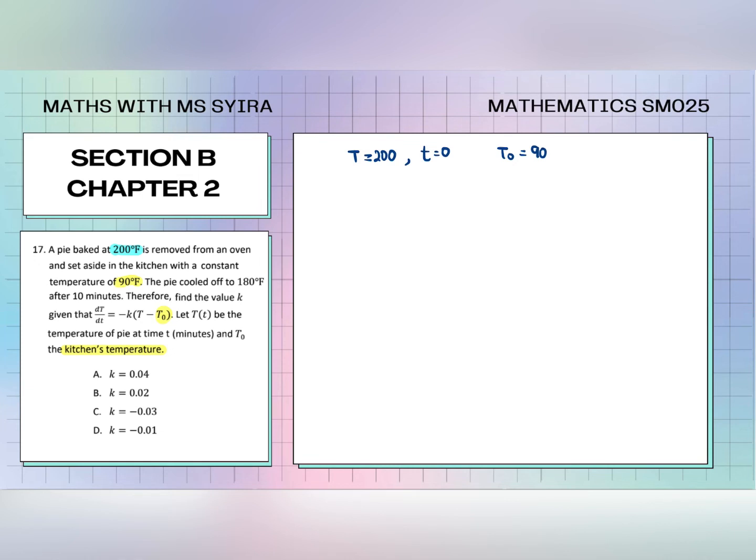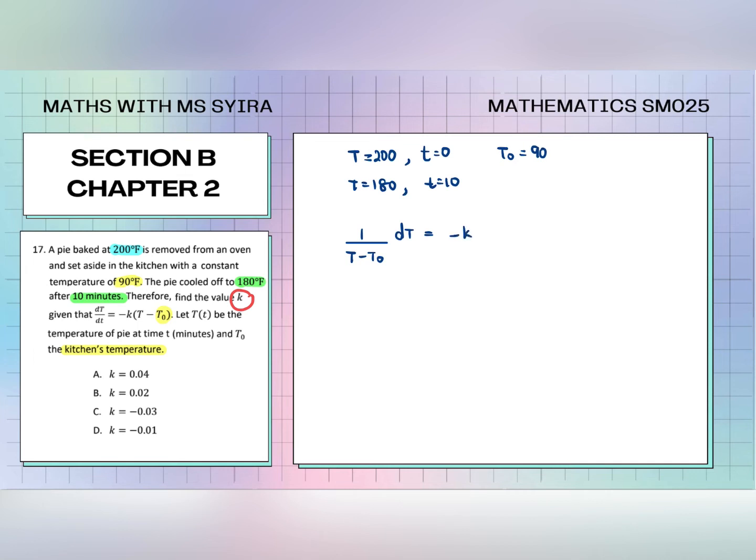Okay, and then what else yang dia bagi dekat soalan? The pie cool off to 180 after 10 minutes. So, dalam masa 10 minit, T kita jadi 180. Suhu dia adalah 180. So, dia minta kita find the value of k. Alright, so we need to find the value of k. Okay, so dT equals to, saya pindahkan siap-siap lah, 1 over T minus T0.